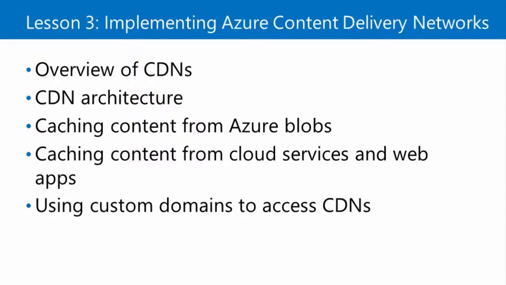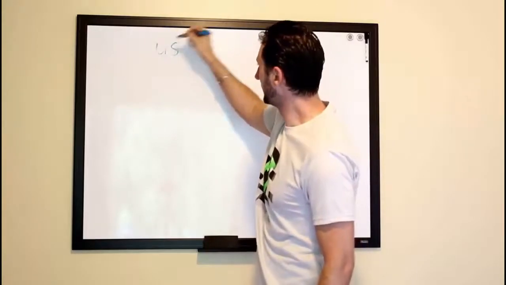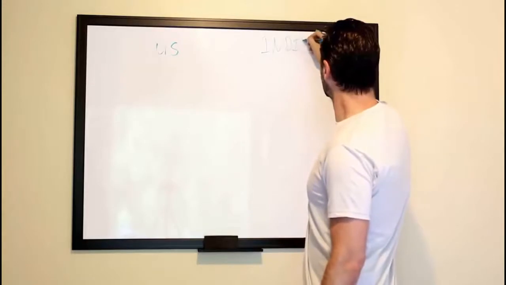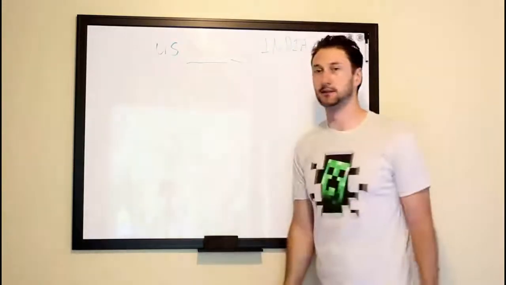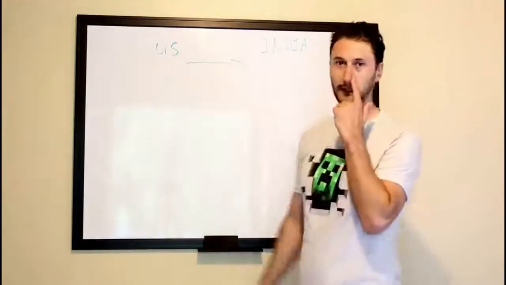So the first thing is a CDN is a content delivery network, and really it's a bunch of servers around the world that you can store data on. So if you have a server in the US, but you have clients, say, in India, there is going to be a fair amount of latency to deliver the content from your servers all the way to your users in India.